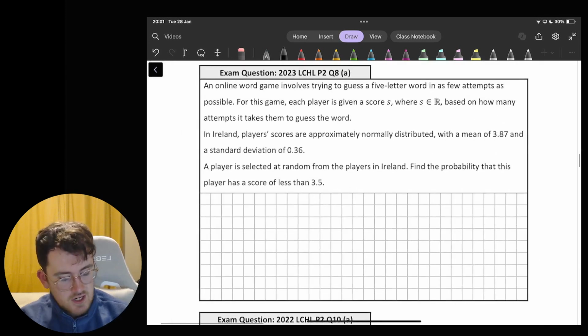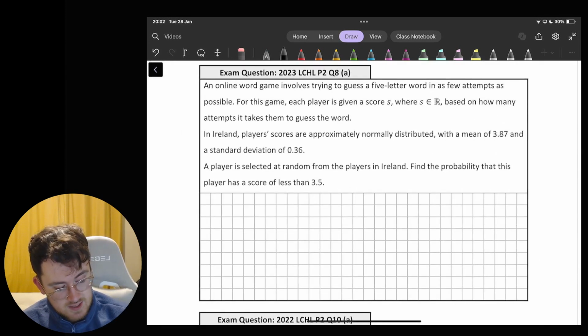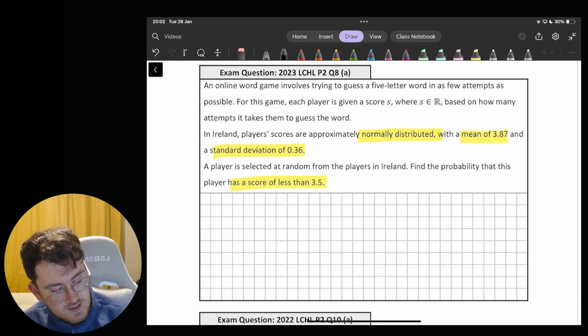Starting off here, an online word game involves trying to guess a 5-letter word in as few attempts as possible. So, reference to an unidentified word game. For this game, each player is given a score S, based on how many attempts it takes them to guess the word. Ireland players' scores are approximately normally distributed, mean of 3.87, standard deviation of 0.36. A player is selected at random. Find the probability this player has a score of less than 3.5.